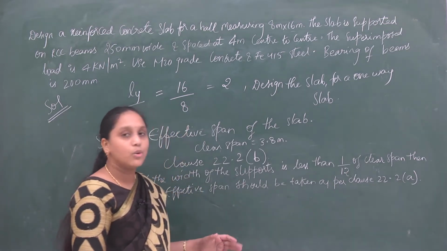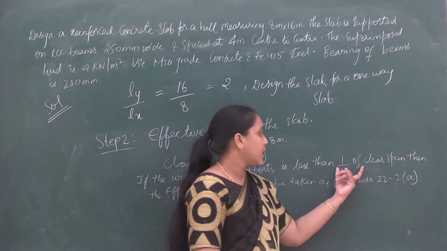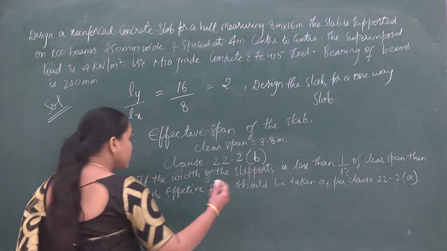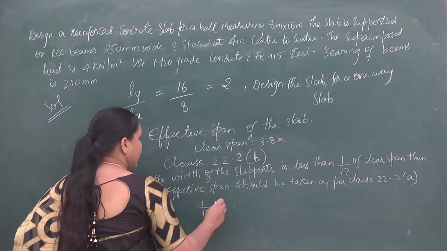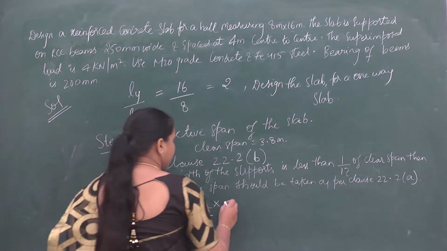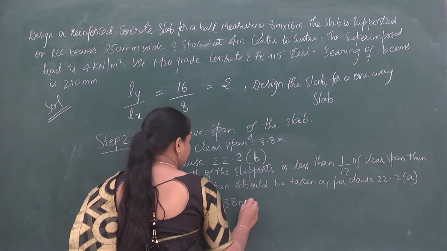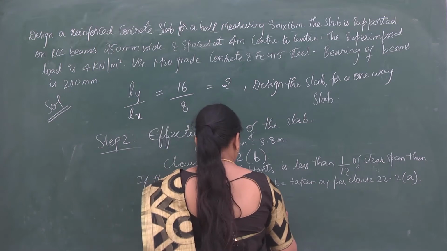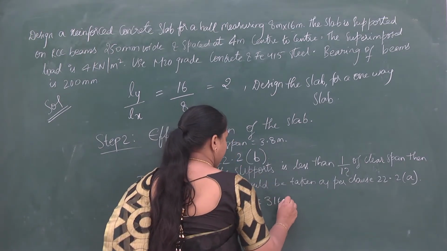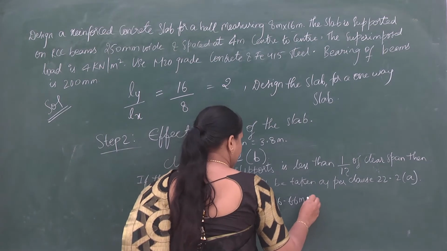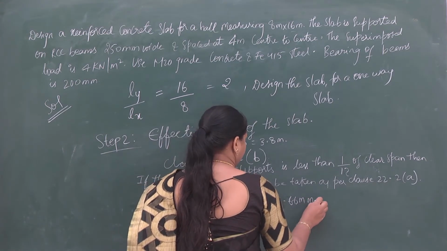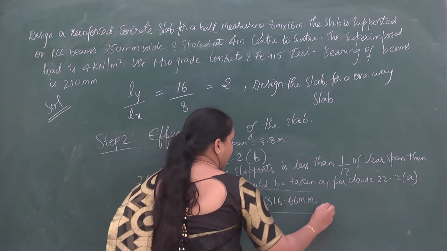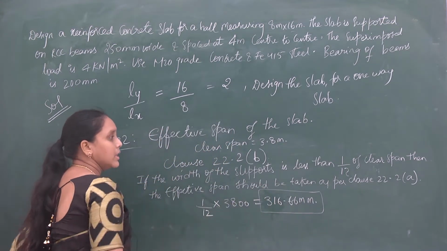So first we will calculate the value of 1 by 12 of the clear span. So 1 by 12 into clear span. What is the clear span? It is 3.8 meters or 3,800 mm. If you solve this, you will get a value of 316.66 mm. So this is the value for 1 by 12 of the clear span.